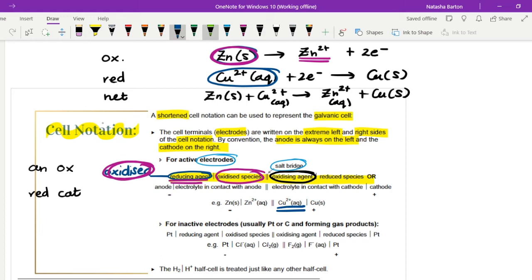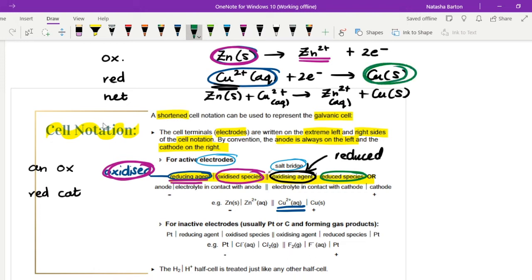And on the right-hand side, we now have the reduced species. Just a reminder, your oxidizing agent is the substance that is going to be reduced. So our oxidizing agent here is the copper ions because they are going to gain electrons. After that, we have our reduced species, the substance that forms after the copper ions have been reduced, and that is the copper solid, and we draw it over there.